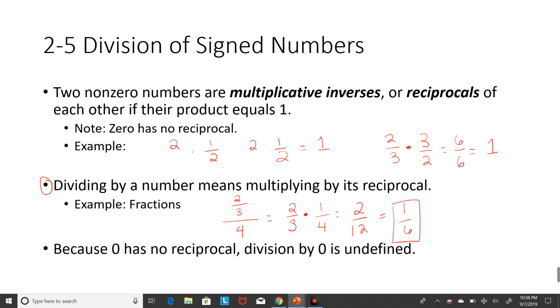Because 0 has no reciprocal, division by 0 is undefined. So 3 divided by 0 is what we call undefined. So if you're asked to find what is 3 divided by 0, the correct answer is undefined. However, if you take 0 divided by a number, when 0 is on the numerator, it will come out to 0.